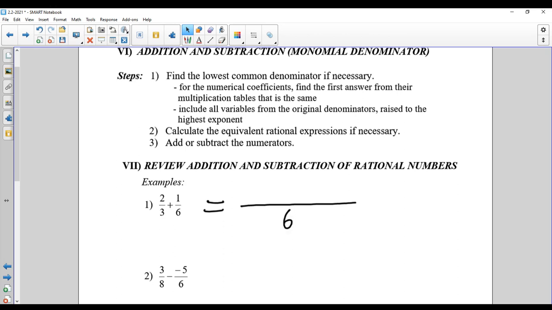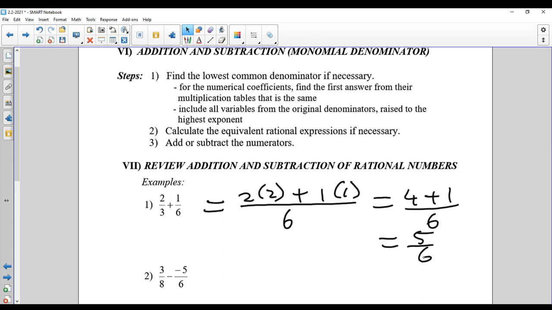Then I'm going to ask the question, what do I multiply this 3 by to get 6? The answer is 2. So I have to multiply the top of that by 2. So 2 times 2, there's a plus there. What do I multiply 6 by to get 6? The answer is 1. So it's 1 times 1, which is just 1. So this answer works out to be 4 plus 1 over 6, or just simply 5 over 6. That's easy enough, hopefully.